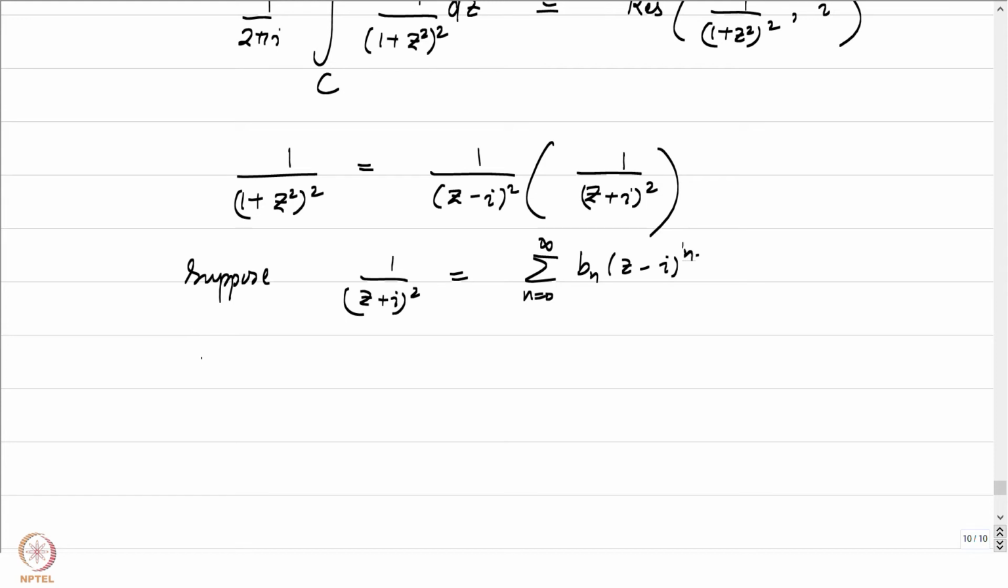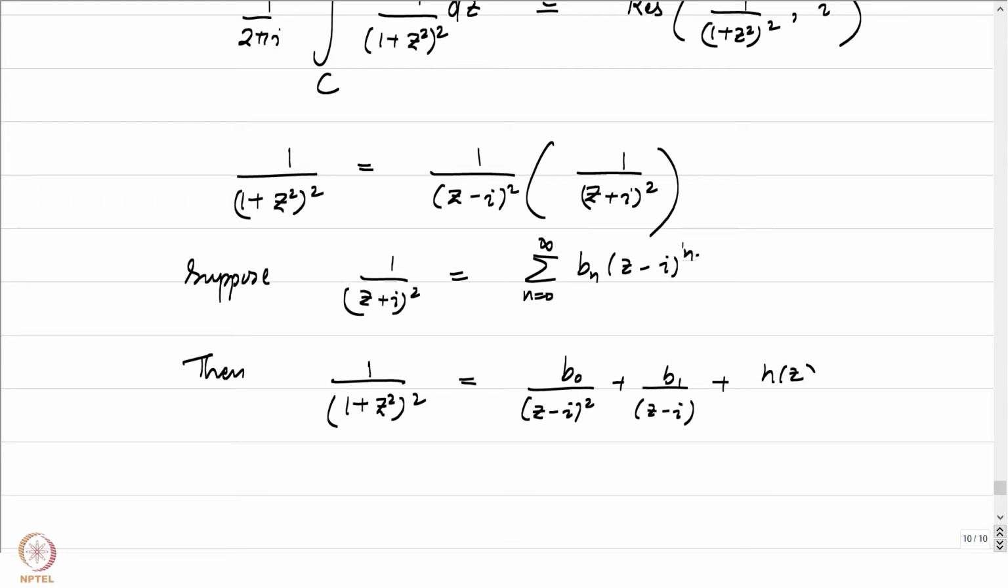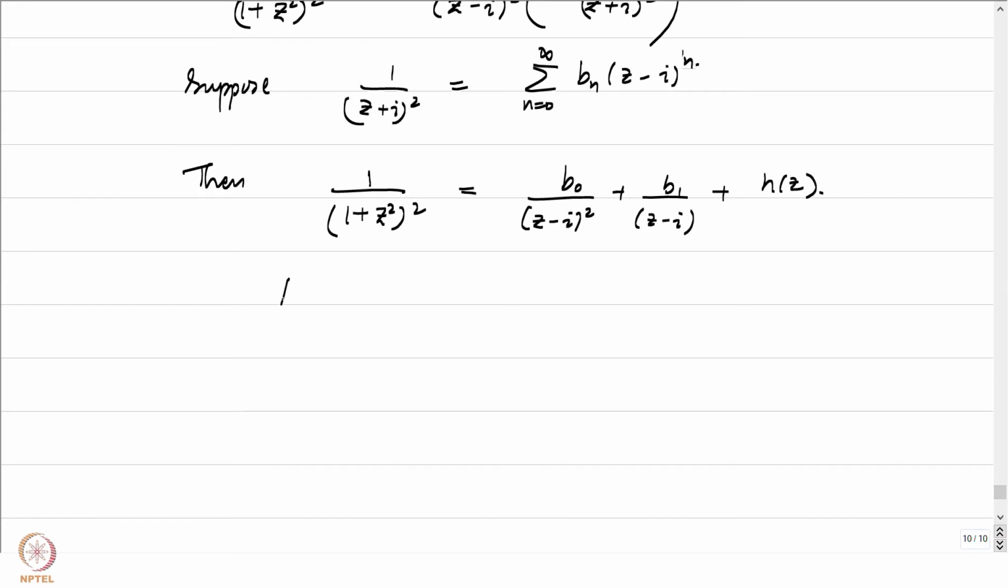Then the Laurent series expansion of 1 by (1 plus z square) the whole square is just going to be equal to b0 by (z minus I) the whole square plus b1 by (z minus I) plus a holomorphic function. And therefore, the residue of 1 by (1 plus z square) the whole square at the point I is just going to be equal to b1. But we know what b1 is.